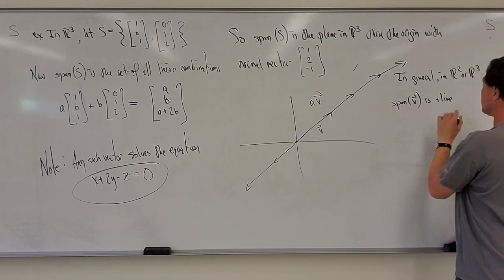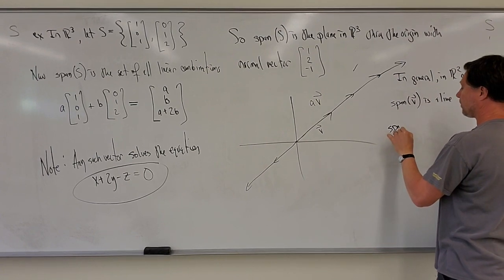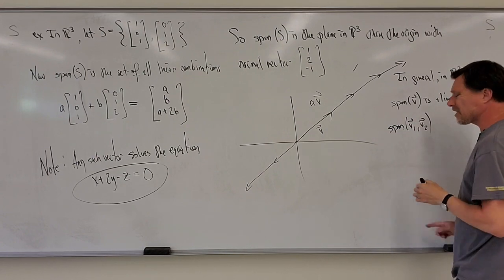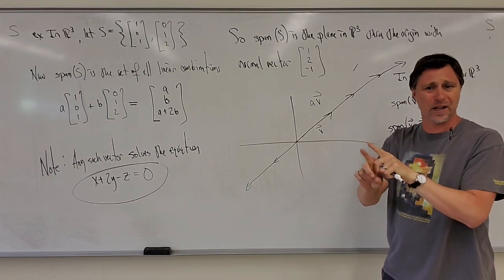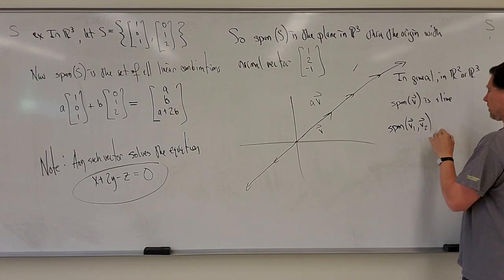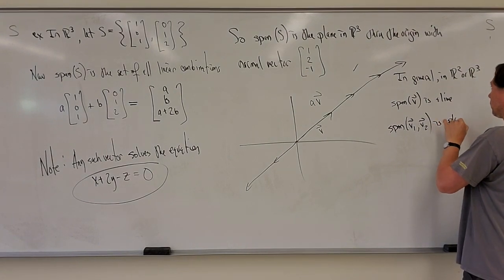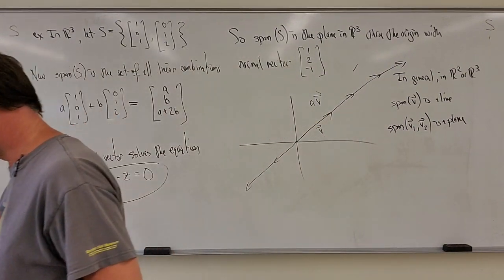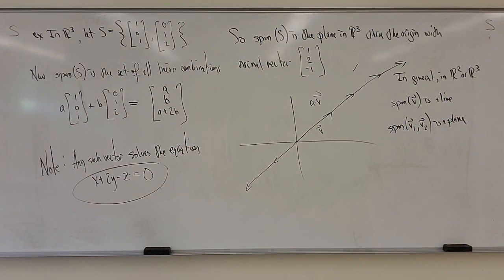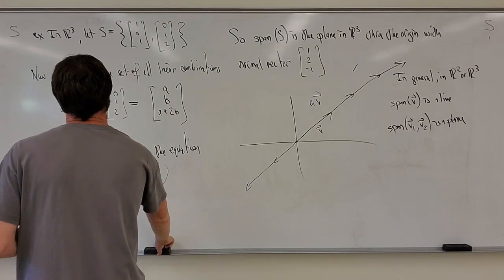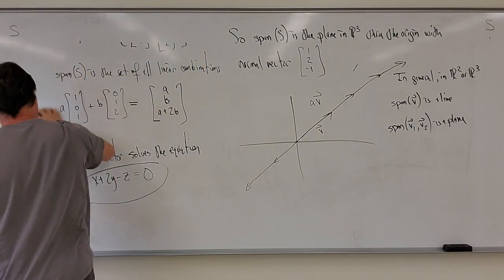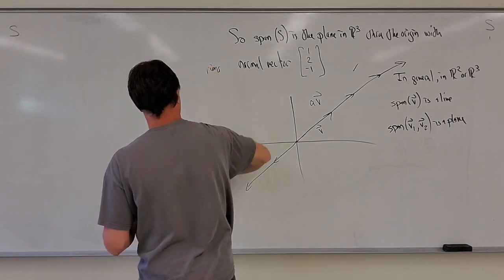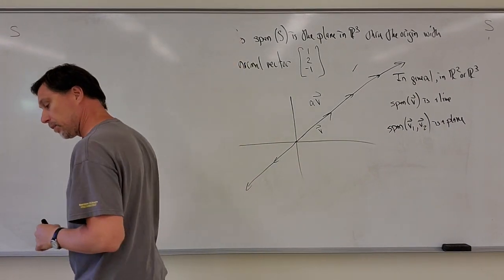So the span of v is a line, and for the span of v1, v2, if you have two vectors, as long as they're not parallel, as long as they don't lie on the same line, the span is a plane. Okay, so let's look at some more examples.